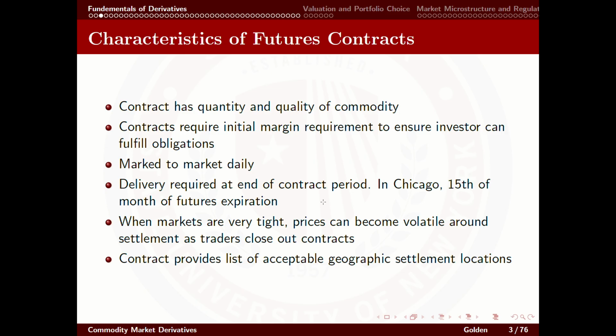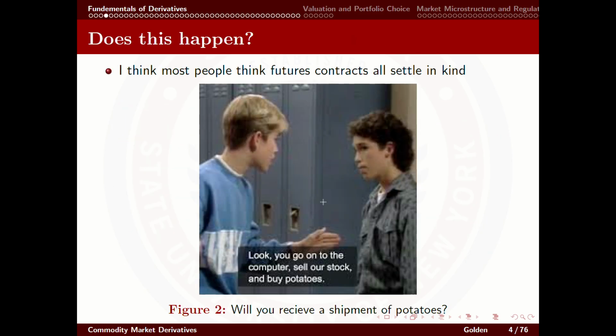Traders don't like a lot of volatility, and when markets become very tight, traders try and get out of contracts before having to worry about them settling. So normally you see a lot of trades right before the contract expires. And the contract provides a list of acceptable geographic settlement points where you can move things to, usually a list of warehouses where you can store things if you are settling physically.